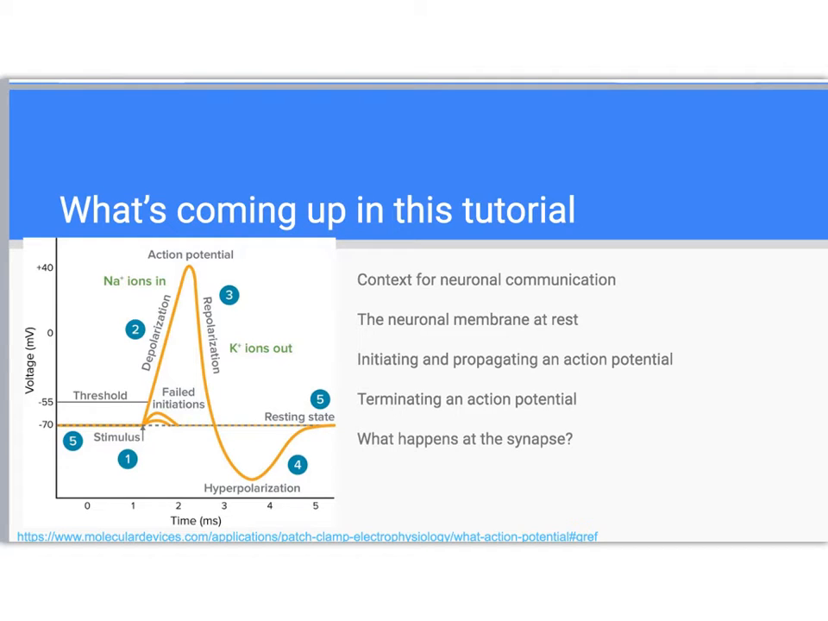Now that we've established the context for neuronal communication that we'll be using throughout the tutorial, let's go through what you can expect. First, we'll discuss what happens at the neuronal membrane at rest. What are the ions that are relevant to setting the membrane potential, and how do they set up the charge gradient that is critical to information processing by the neurons. Then we'll go into the initiation and propagation of action potentials down axons, and roughly what happens when those action potentials reach a synapse.